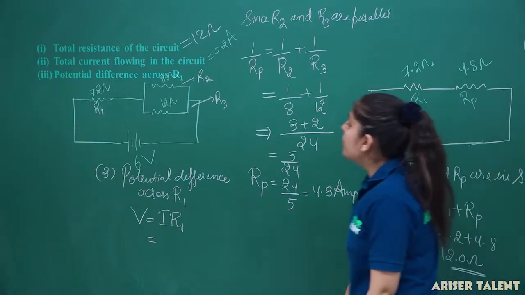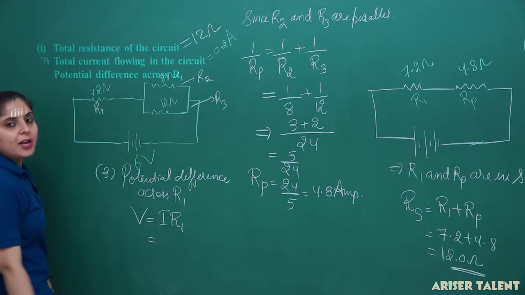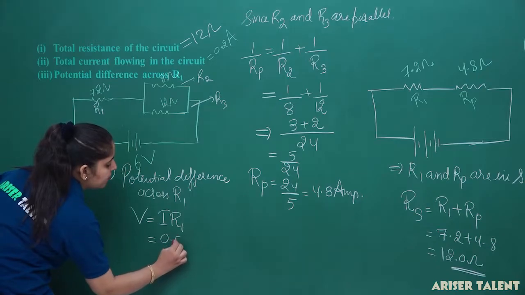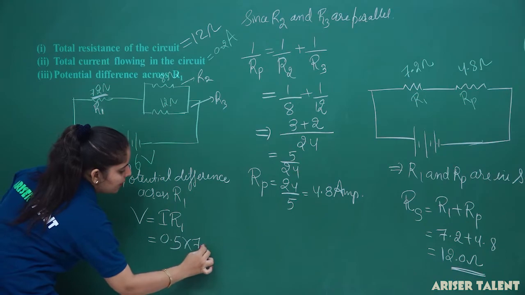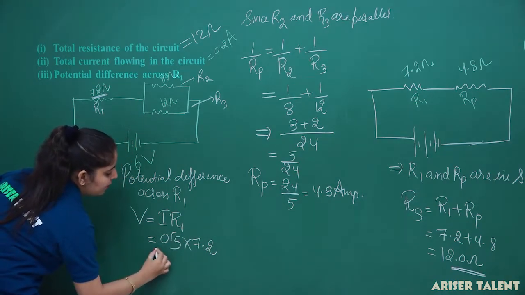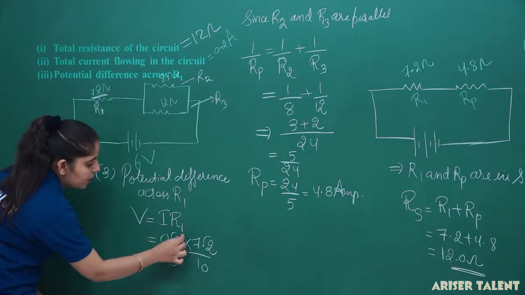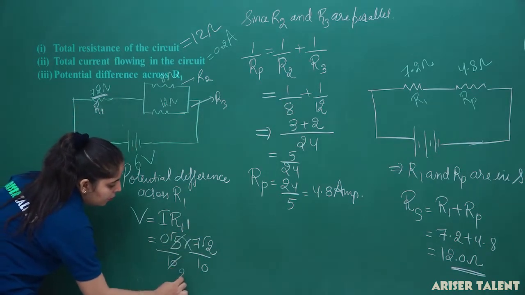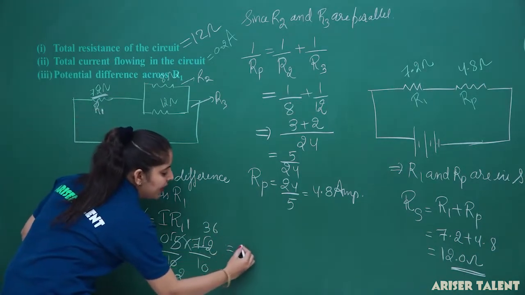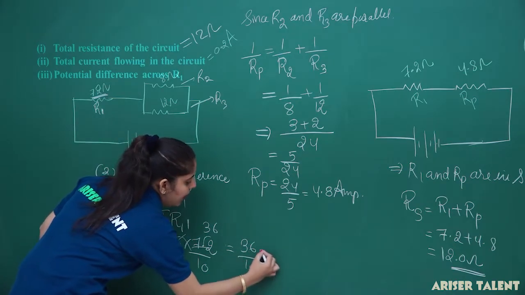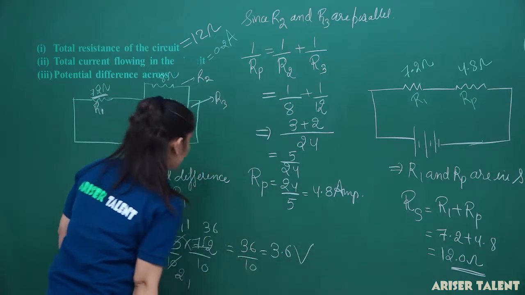Potential difference across R1, that is V equal to IR1. What is the value of I here? 0.5. And R1 here is 7.2 ohm. So 7.2 ohm, so the point will be shifted here. Again 5, 1, 2, 2 will be cancelled by 72 by 36 times. So I will get here 36 upon 10, and 36 upon 10 will give you 3.6 volt because it is a potential drop.